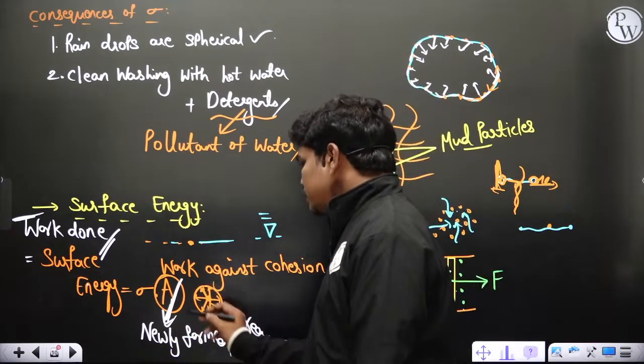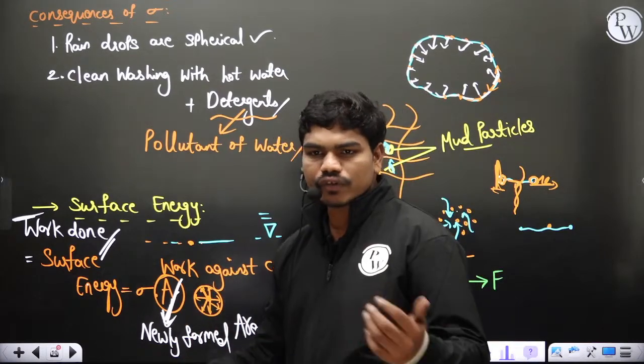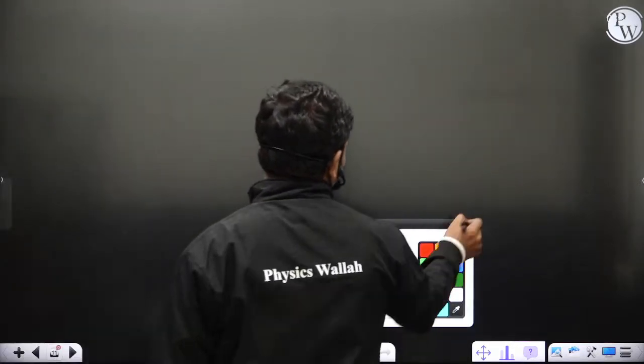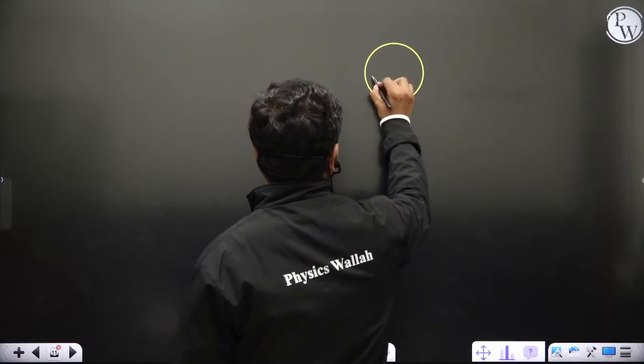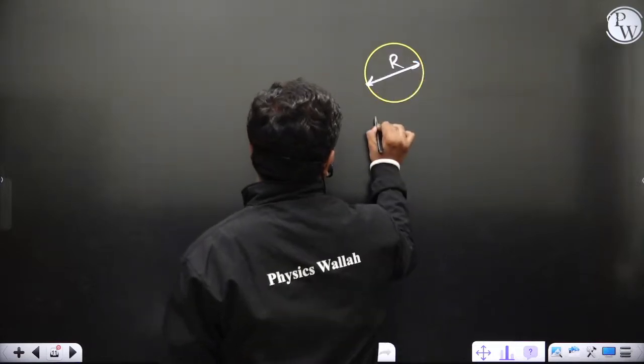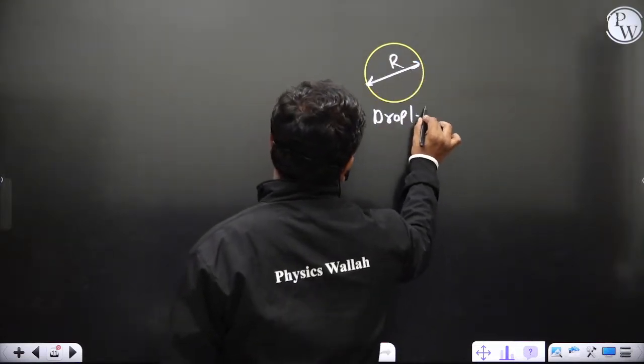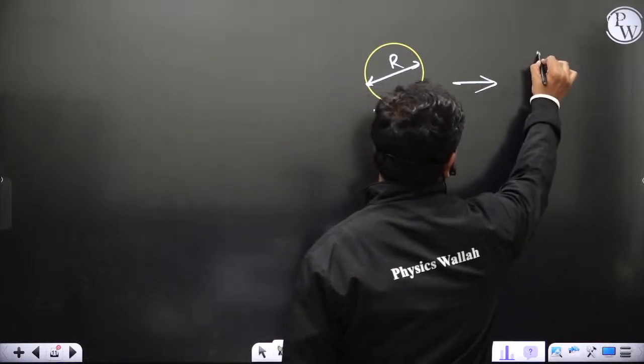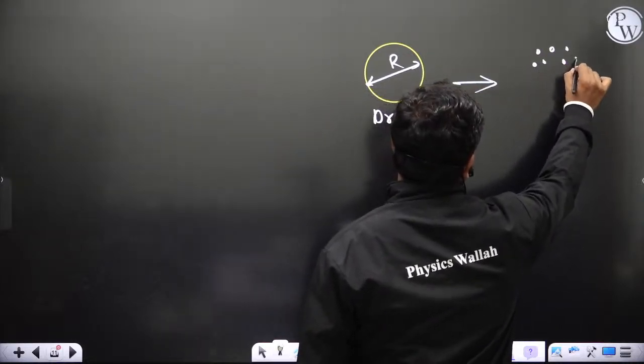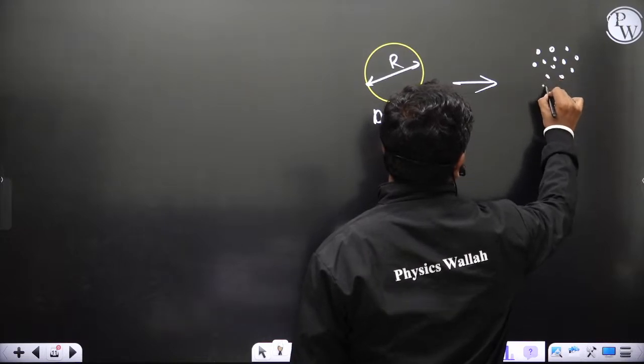Now this is what you have. So this is the newly formed area. We have a lot of questions based on this. For example, they'll ask you these kinds of small questions. Suppose you have a droplet of size D. These are all very nice, simple questions. Now suppose I split this droplet into n small droplets.